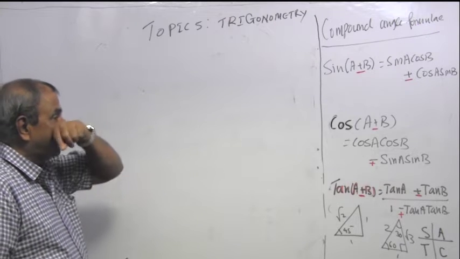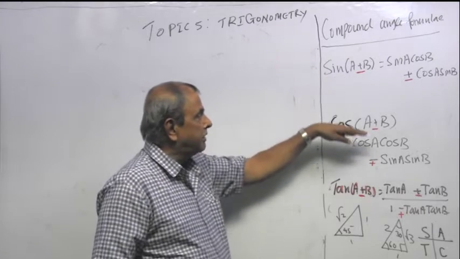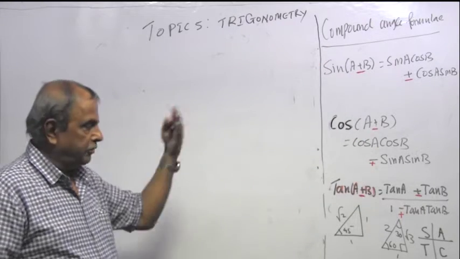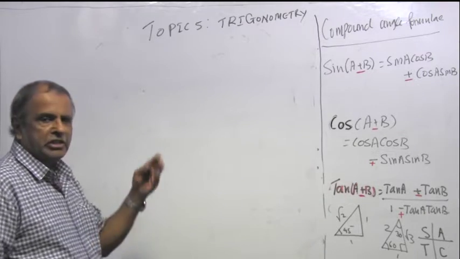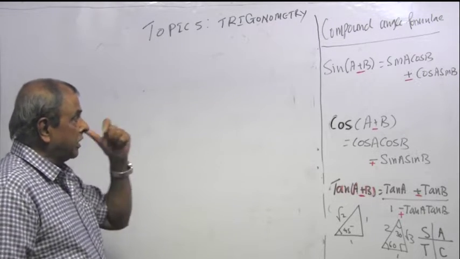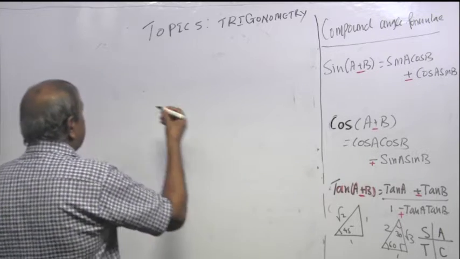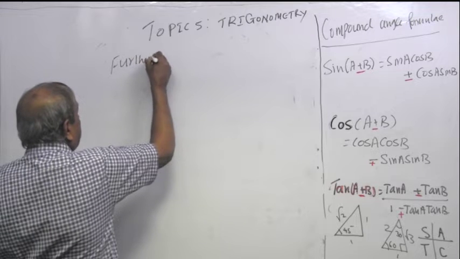In the last two lessons, I showed how to get the formula for sine of A plus B and cos of A plus B, and deduce the same for A minus B. Then I spent some time doing questions on how to apply them. So we continue with the same theme: I will do further examples on compound angle formulae.